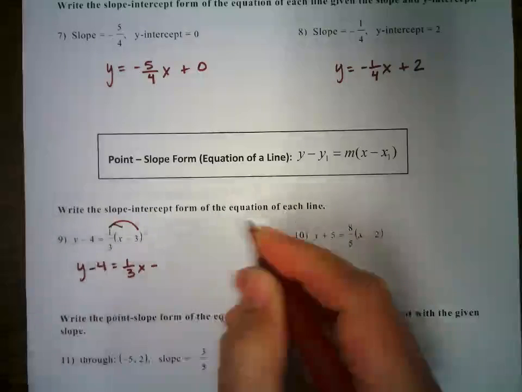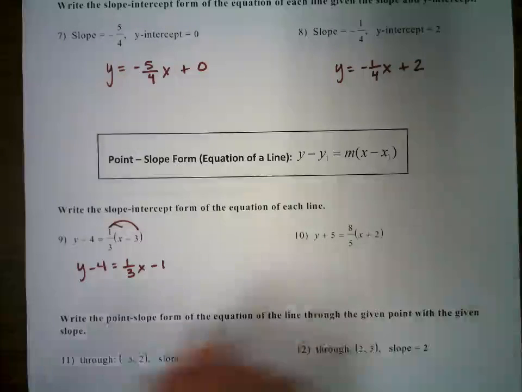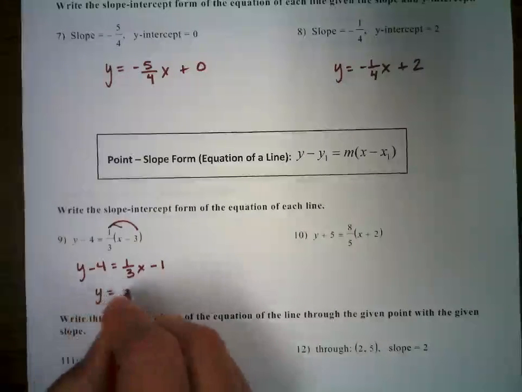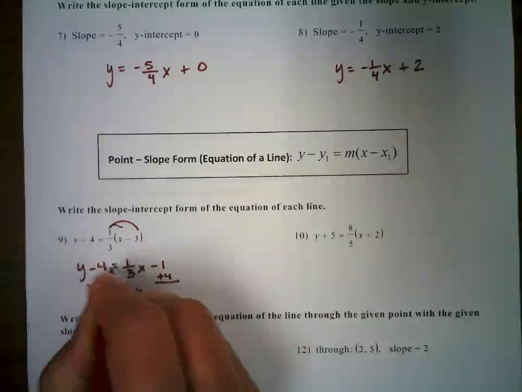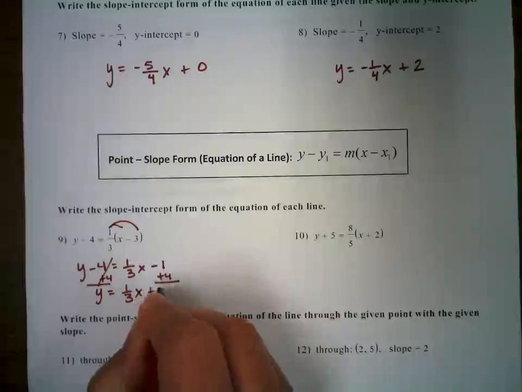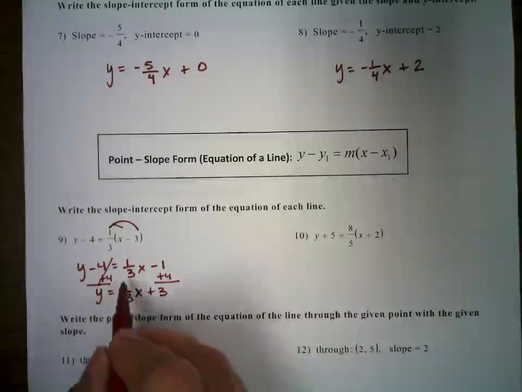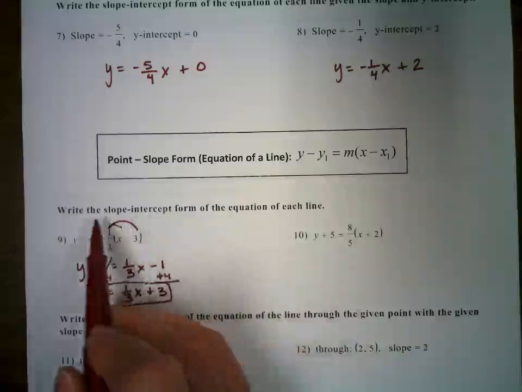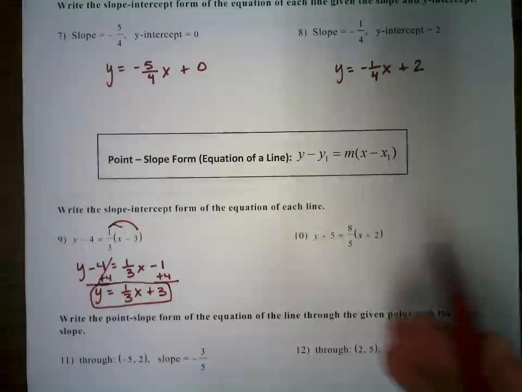Now 1/3 times negative 3 is negative 3/3, which is negative 1, right? Then I can add the 4 over to the other side, and I'll have 1/3 x. And then when I do plus 4, right? These will cancel, and I'll end up with plus 3. So now I've got it in this y equals mx plus b format, which is what they wanted up here, slope-intercept form, which is just as easy as solving for y, right?